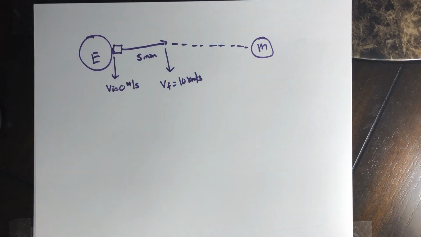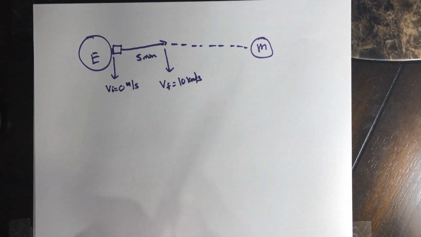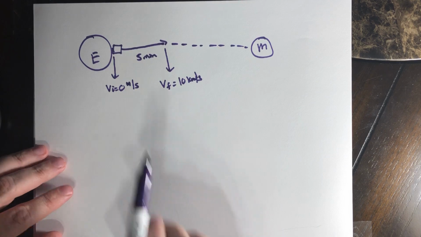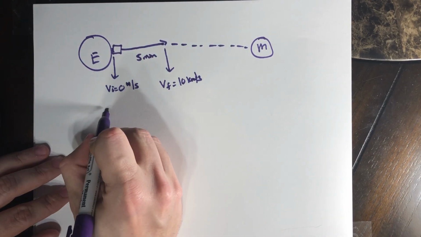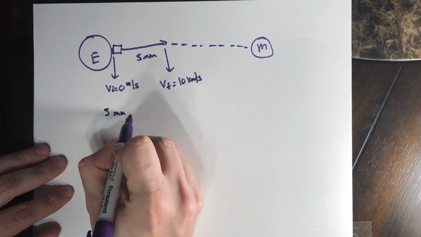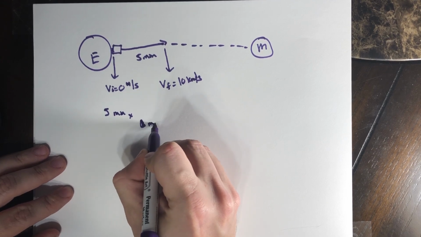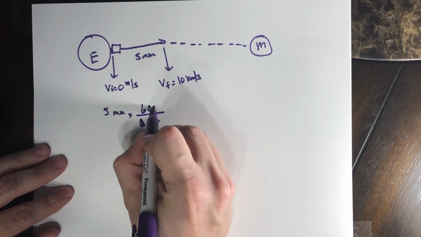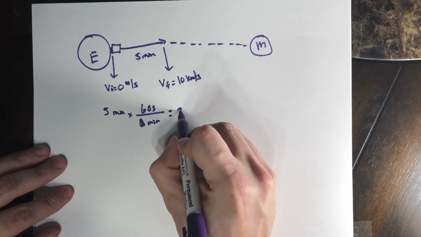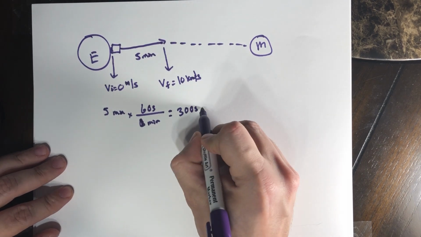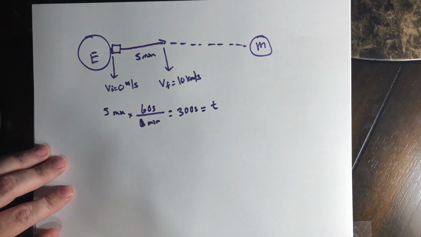Well, before we can do that, we don't really deal with minutes and we don't like kilometers. We always like everything in meters per second. So we can convert those. To go from 5 minutes to seconds, we just know that there are 60 seconds in 1 minute. So if we multiply that, we get 300 seconds. So that is our time for this first part.